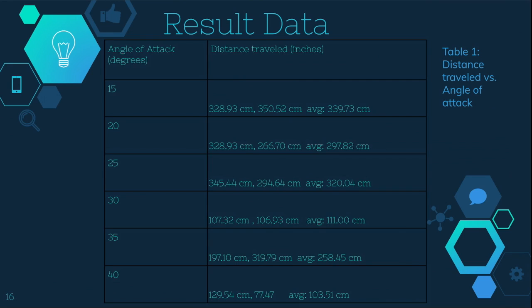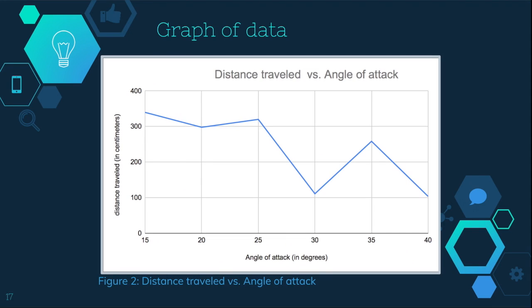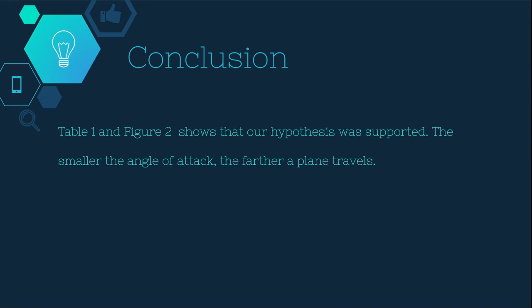This was our data table, which included the angle of attack and distance traveled, which also got put into a graph, as seen here. And as you can see, we come up with our conclusion, saying that the smaller the angle of attack, the farther the plane travels. Like our hypothesis said, this shows that our hypothesis was supported.